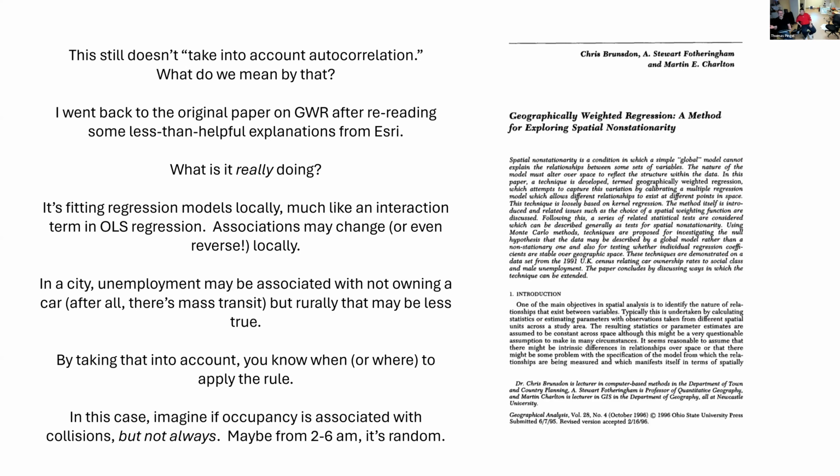So anyway, I read it, and I was like, what is GWR really doing? Okay, it's taking into account spatial autocorrelation, but exactly how? And the way that I think I can explain it is this. It basically functions like an interaction term in a regression. So an interaction term helps to refine the relationship, where things can actually reverse if two variables go together.